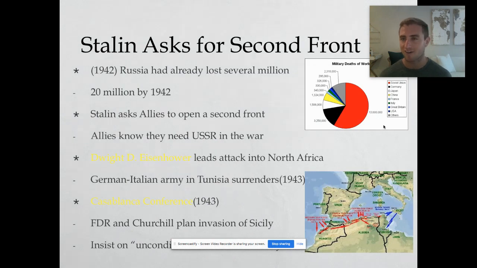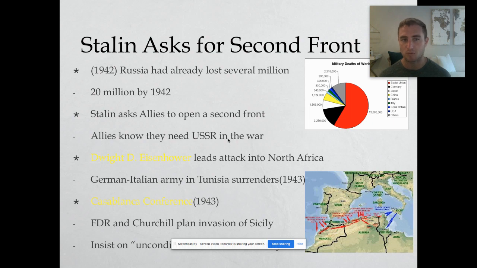Stalin, however, is in desperate need of help. By 1942, they have lost 20 million people, including citizens. When you look at the death total here, 13.6 million military deaths, and that doesn't include civilians. Tremendous amount of loss of life in the hands of the Russians. Once again, they lost the most in World War I as well.